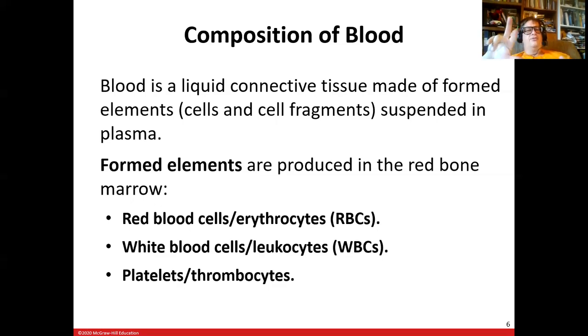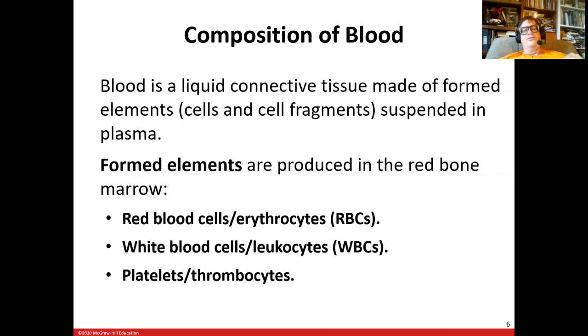The protein fibers and the ground substance together are often referred to as the matrix. All right, let's move on. Blood is a connective tissue. It's got the formed elements, which are red blood cells, white blood cells, and platelets or thrombocytes, which are pieces of cells. And those things are suspended in blood plasma.